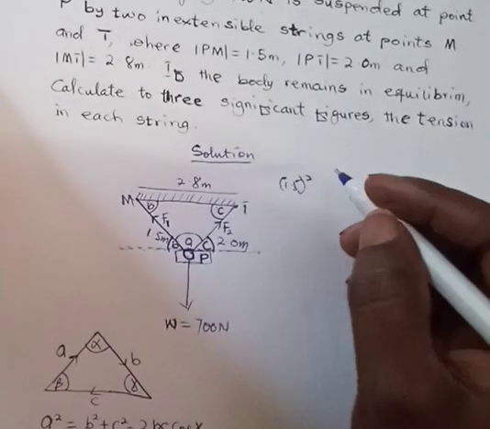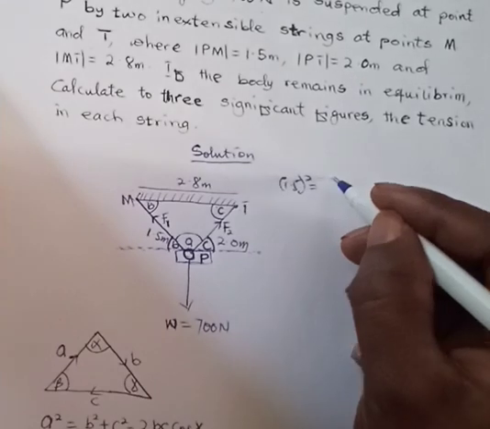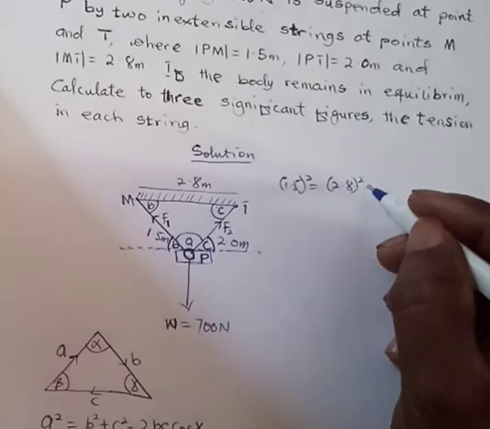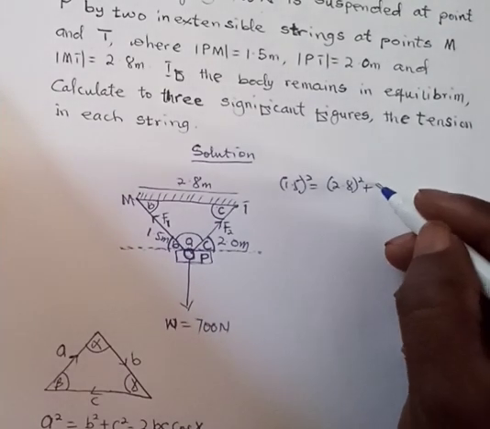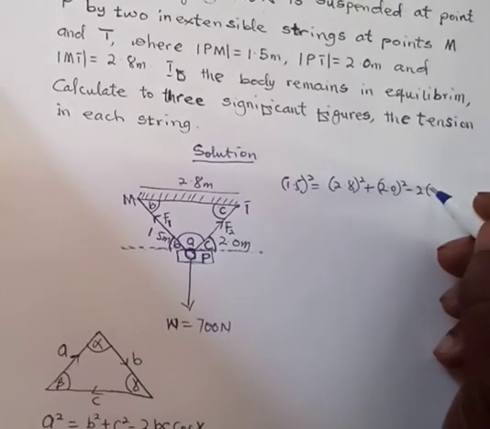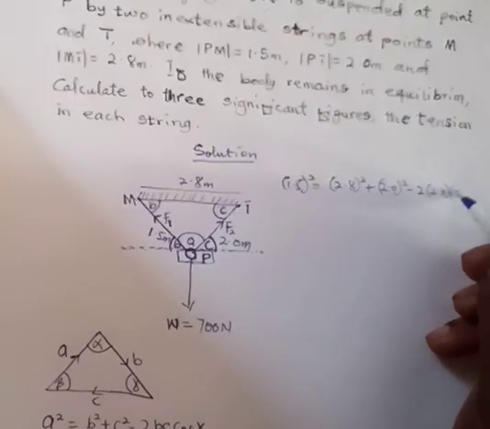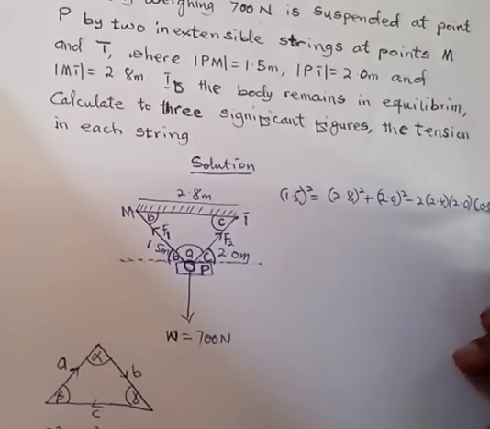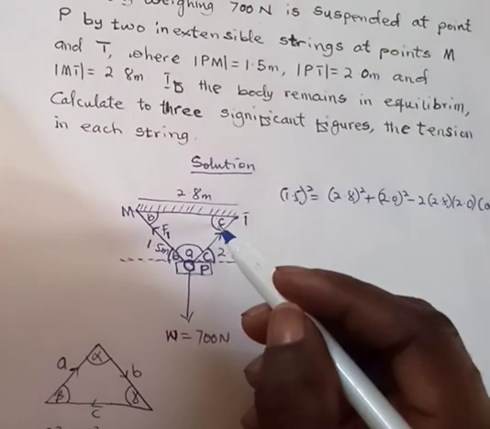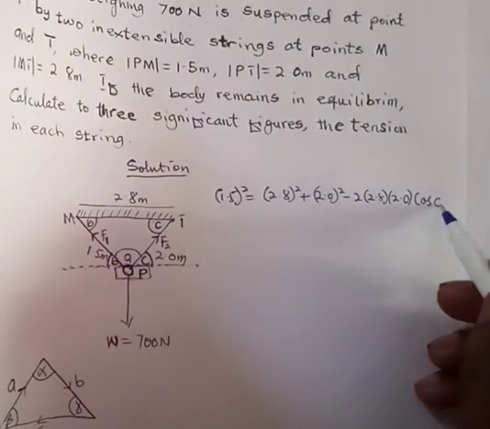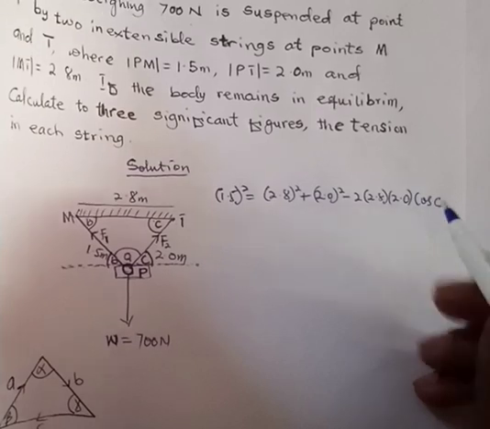1.5 squared is equal to 2.8 squared plus 2.0 squared minus 2 times 2.8 times 2.0 cos what? Cos C. Have you gotten that? Cos C. Yes. Because we are looking for this angle. Have you gotten that? All right.